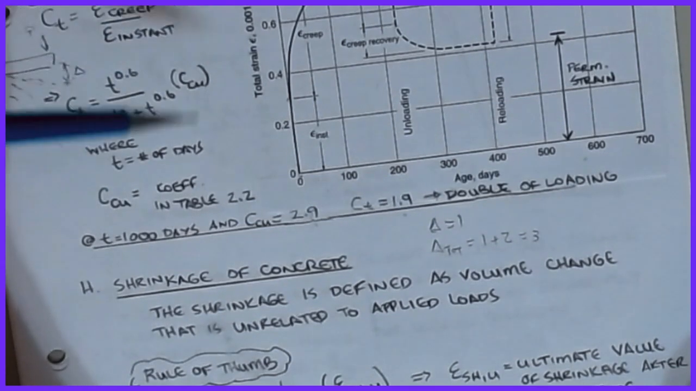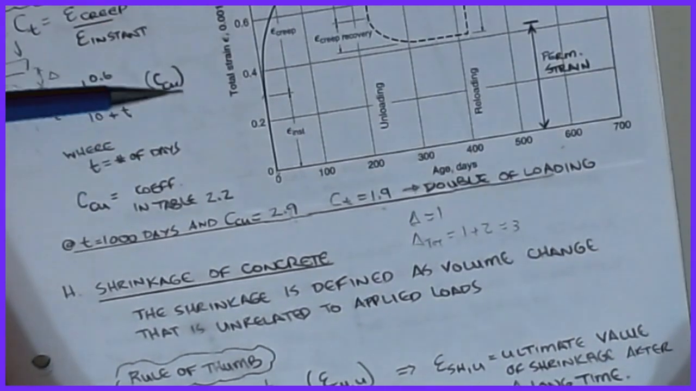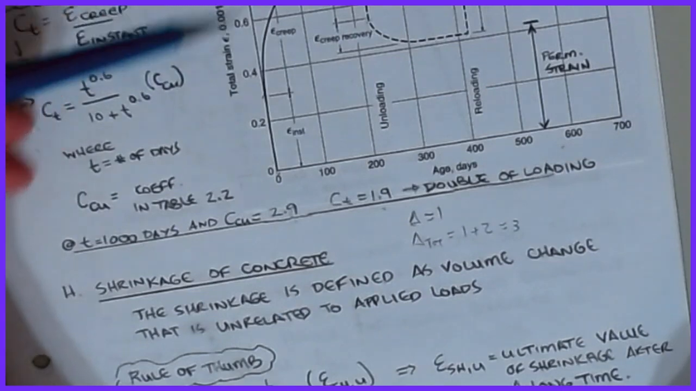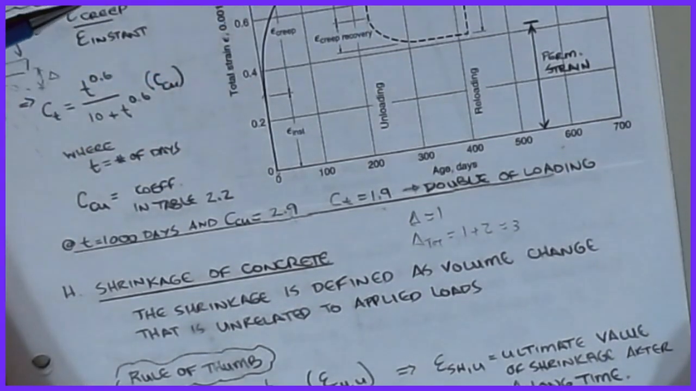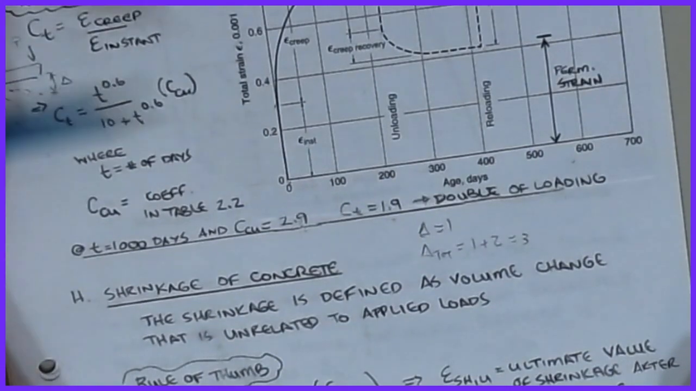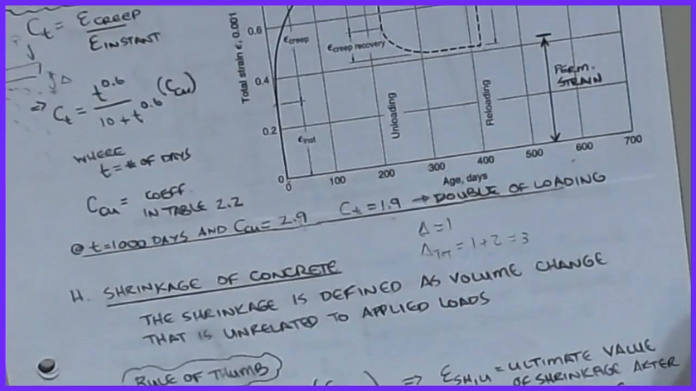Now, you do get creep in other materials. Steel will creep a little bit. You get a relaxation in pre-stressing tendons, and those are all creep phenomena. But it is much more pronounced in concrete than it is in any of those other materials. So that's our first one.